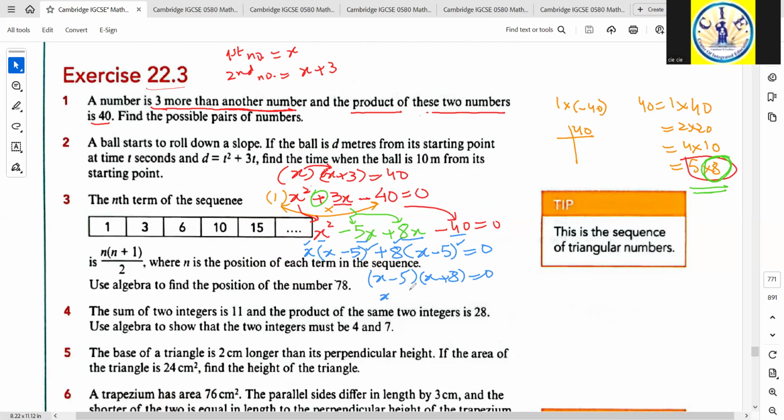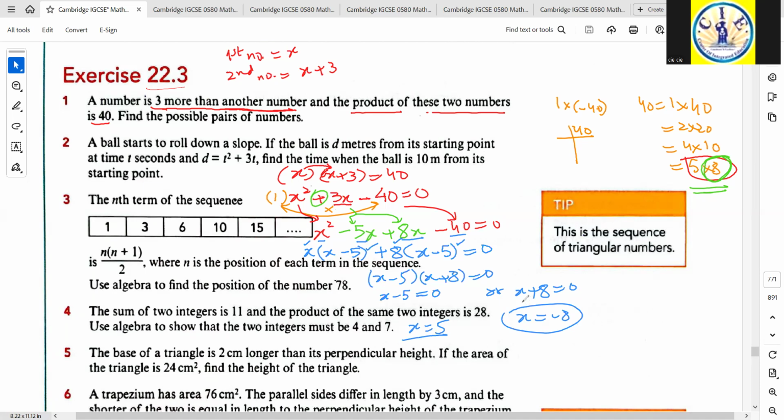So now we will put both of these factors equal to 0, one after the other. x minus 5 equals 0 will give us x equals 5, and x plus 8 equals 0 will give us x is equal to negative 8.